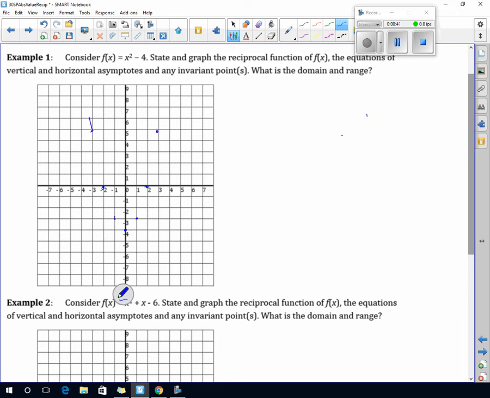So first off, what is my reciprocal graph going to be if I started off of f of x equals x squared minus 4? What would y equal for 1 over f of x? It would be 1 over x squared minus 4. It's not too hard there, right?